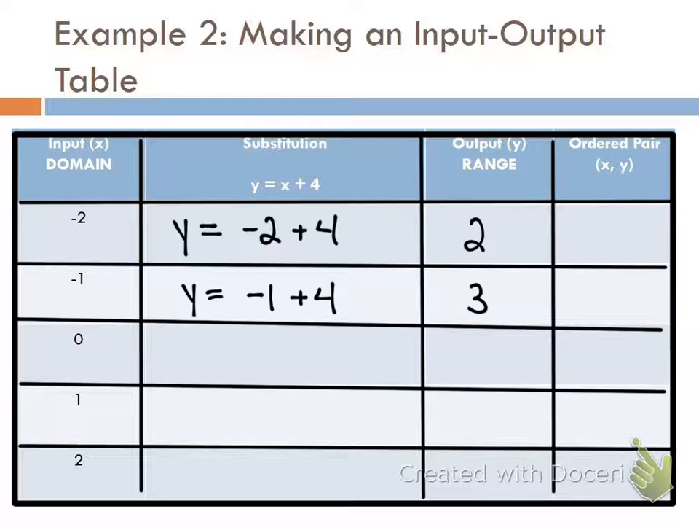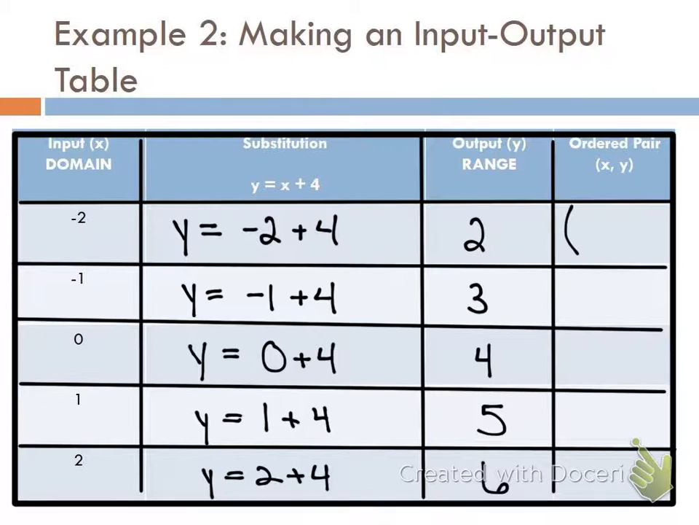Okay, so what's 0 plus 4? 4. What's 1 plus 4? 5. Okay, so now you should see a pattern, right? What's going to be my last output? 6. Okay, before even doing it.